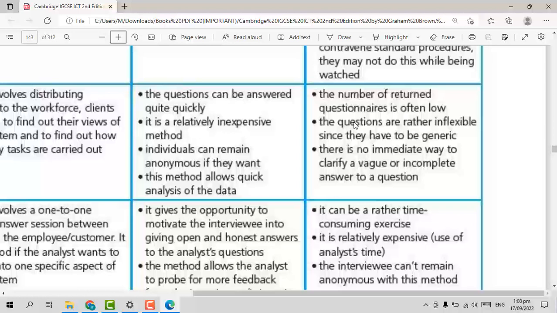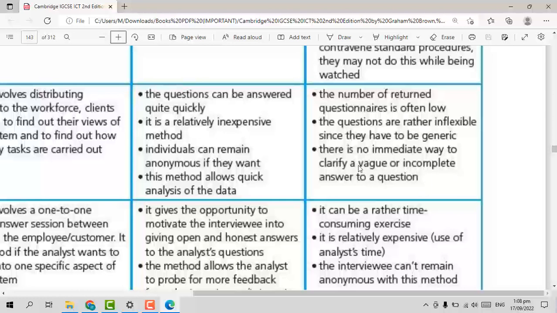and rather inflexible. If you ask them, could you evaluate the food? They'd give you 5 stars, but they wouldn't exactly tell you what was good about it, right? You can't get into details when you're using questionnaires. There is no immediate way to clarify a vague or incomplete answer to a question, and that's very clear. You cannot clarify any answer or any question in that questionnaire.